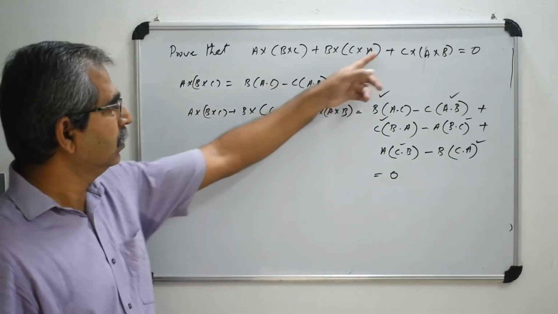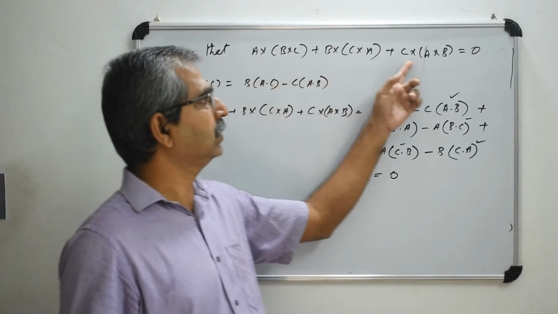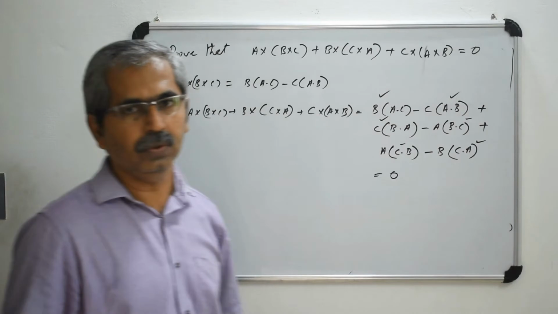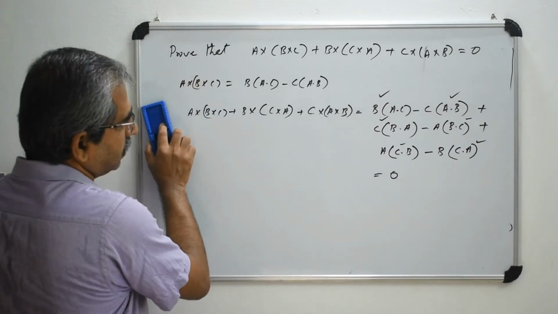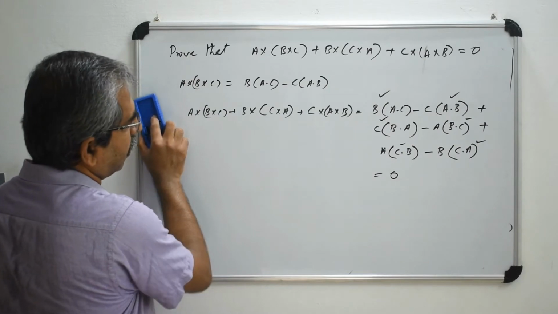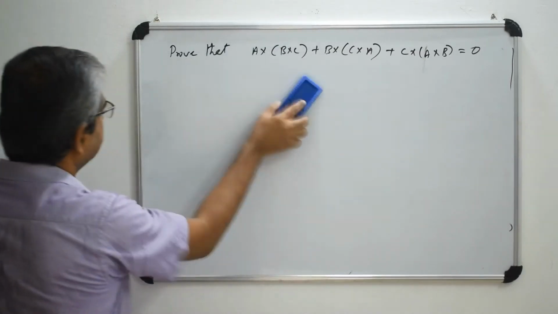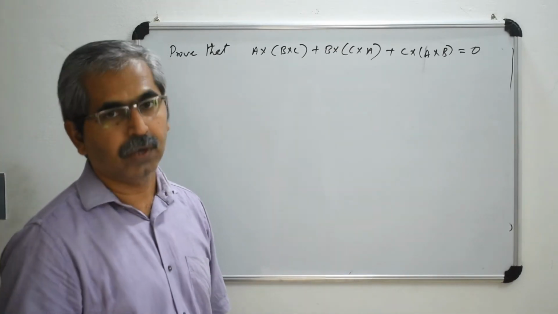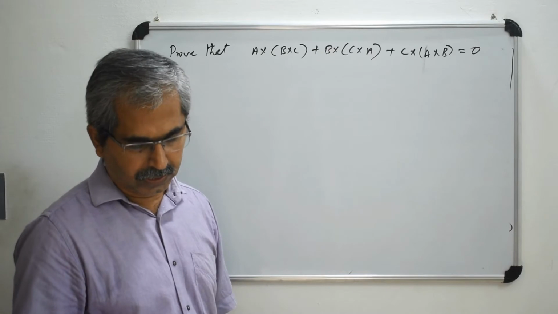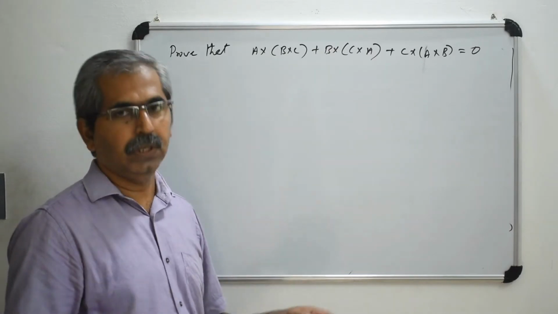So we have proved it. A cross B cross C plus B cross C cross A plus C cross A cross B is equal to 0. So that is the first part, and there is a second part for this one. That is, under what conditions does A cross B cross C equal A cross B cross C?